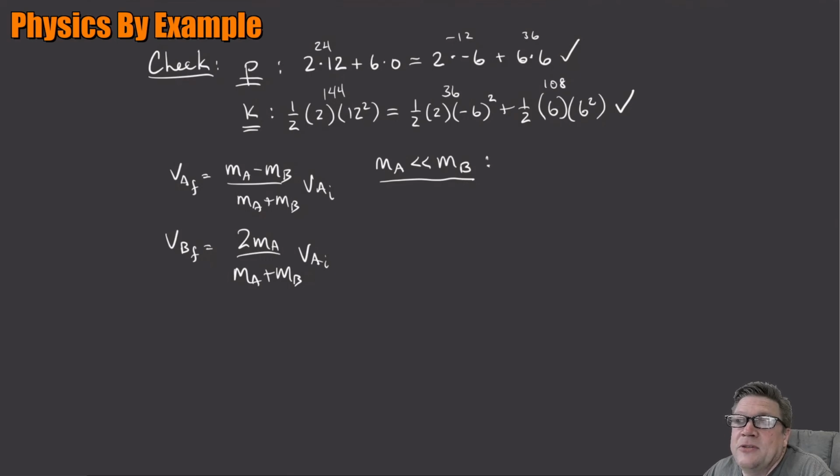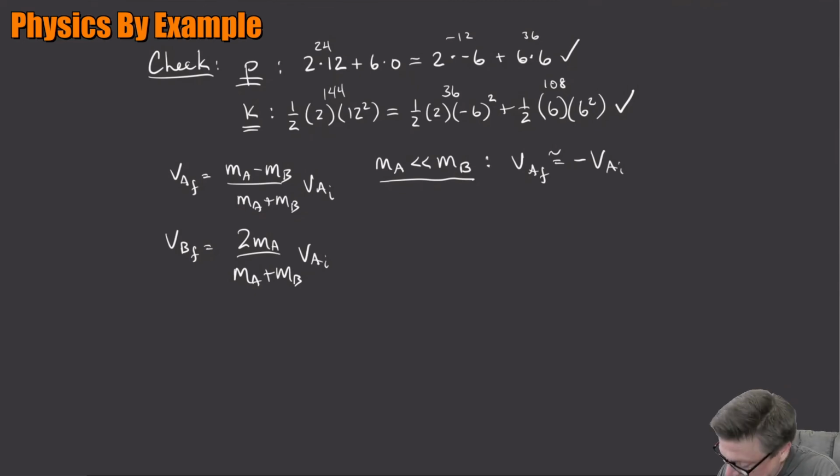We'll look at what happens to VA final. If MB is a whole bunch greater than MA, that fraction just pretty much turns into minus MB over plus MB, right? That's a -1. So VA final is just approximately minus VA initial. It just turns right around. Well, that's what you expect. If you throw a ping pong ball at a bowling ball, the ping pong ball just turns right around with the same speed, right? Because kinetic energy is conserved, the same V.